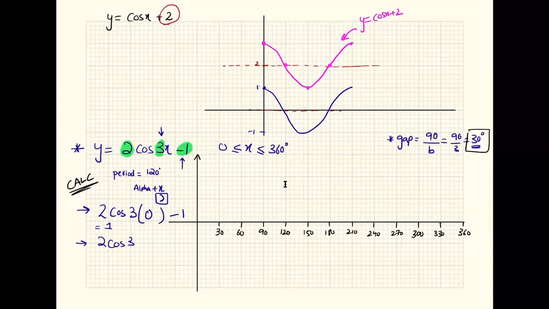ठीक है. Now there are going to be 3 cycles of cos of this function in 360 degree. That's what the period is telling you, that the period is 120, meaning there is going to be one cycle for this function that is going to be completed in 120. Now we know that -1 is the axis of rotation, so I'm going to make a horizontal dash line over here at -1.